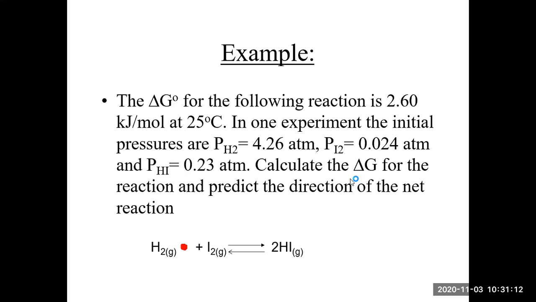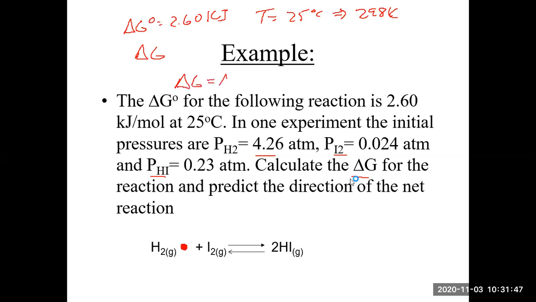Okay, so let's take a look and see how we're doing. In this particular problem, we're given a few pieces of information. We're given delta G naught is 2.6 kilojoules. We have the temperature that's 25 degrees Celsius, which is basically 298 Kelvin. And we have some partial pressures given to us. So we've got partial pressures of everybody here, and we're looking for a delta G. This should point you to the equation that has all those things in it, which is delta G equals delta G naught plus RT natural log of Q.